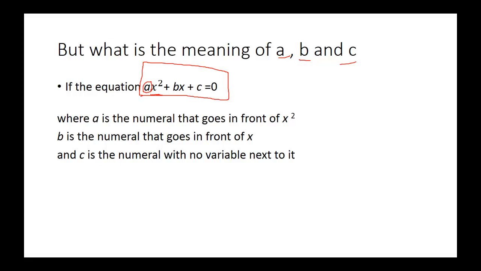b is the numeral that goes in front of x, so b is the coefficient of x. c is the numeral with no variable next to it. C is the number that doesn't have any variable. So again, a is the coefficient of x power 2, b is the coefficient of x, and c is the number that doesn't have any variable next to it.